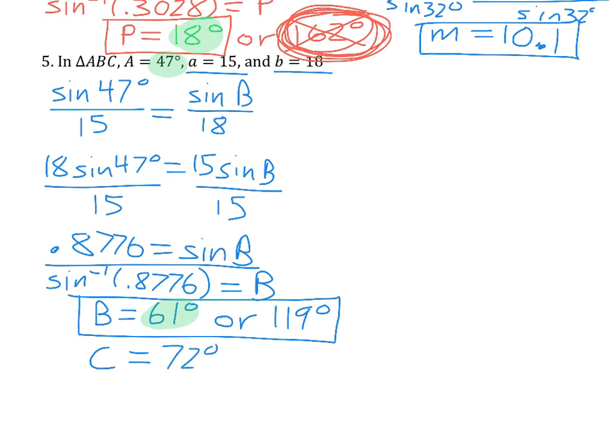And now we have to do this again, but pretending that angle B is 119. So let's do it with 47 and 119. 47 plus 119 is 166. So what does the third angle have to be if those add up to 166? The third angle has to be 14 degrees.